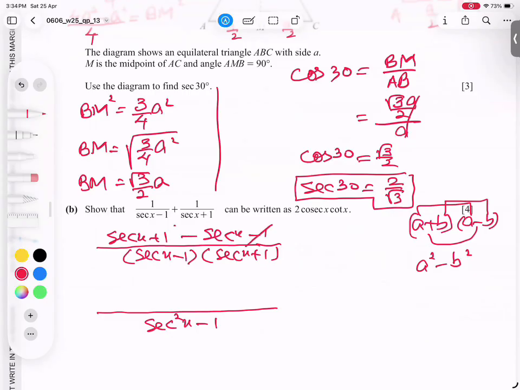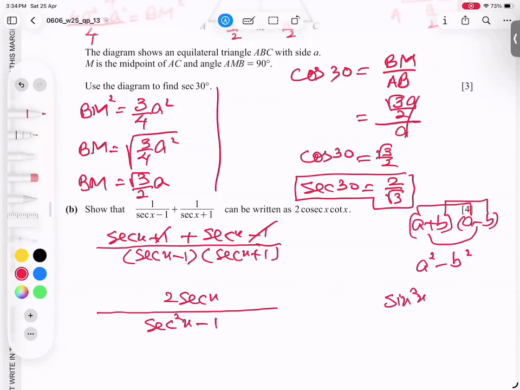They can, minus 1, which will cancel. I think I made a mistake with writing. Yeah, here it is plus. So 1 cancels out. I get 2 secant x. And this is the information. You know it very well.